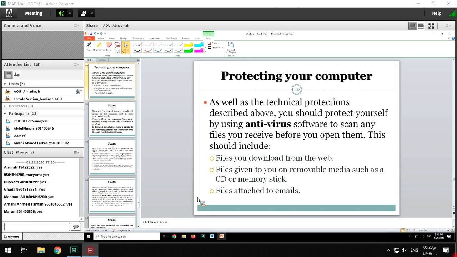As well as the technical protection described above, you should also protect yourself by using antivirus software to scan any file you receive before you open it. For example, files you download from the internet, files you have been given by CD or memory device by others, by your friends, files that are attached to emails. Before using them, scan them using some antivirus software to make sure that these files do not have any viruses.